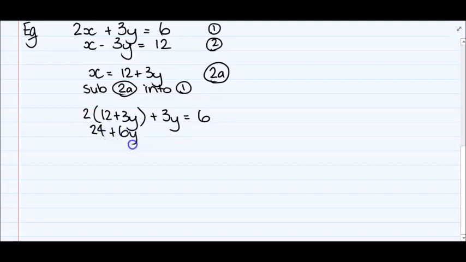24, so feel free to fast forward this bit. Okay, 24 plus 9y equals 6. Okay, 9y equals negative 18. So y equals negative 2.